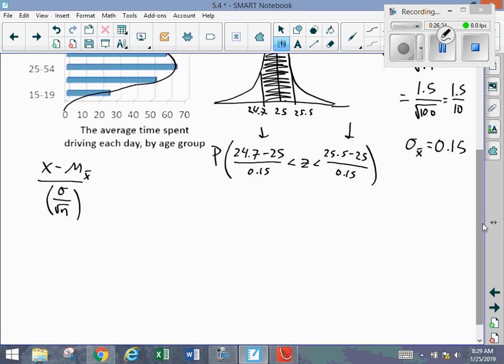So let's go ahead and calculate that. We're looking at the probability that 24.7 minus 25 divided by 0.15 is negative 2, and 25.5 minus 25 divided by 0.15 is 3.33 approximately.